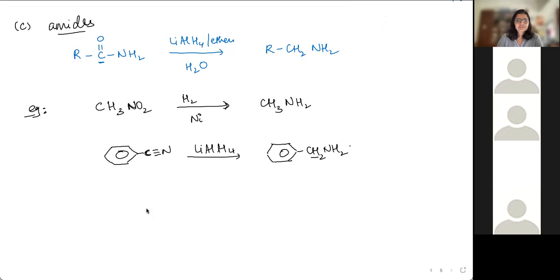Okay, one more example. Suppose I use CH3, CH2, C triple bond N. This on reduction, let's say H2 in the presence of Pt. What will be the product for this reduction? Give me the IUPAC name of this product.